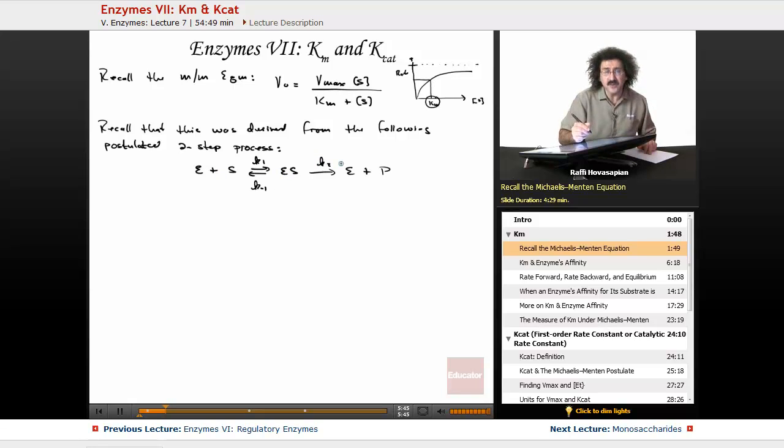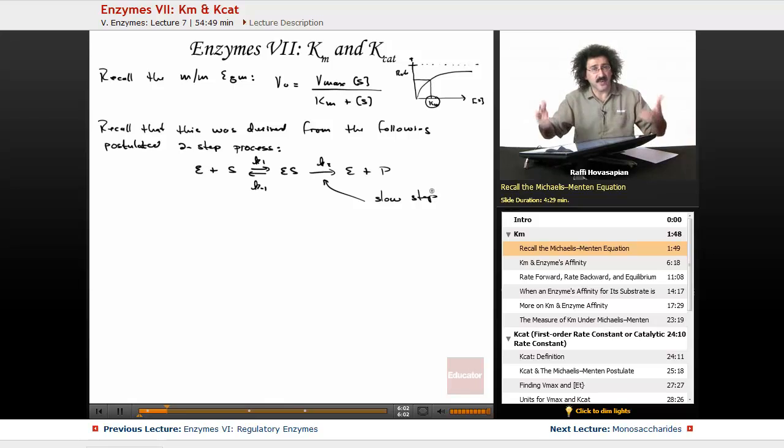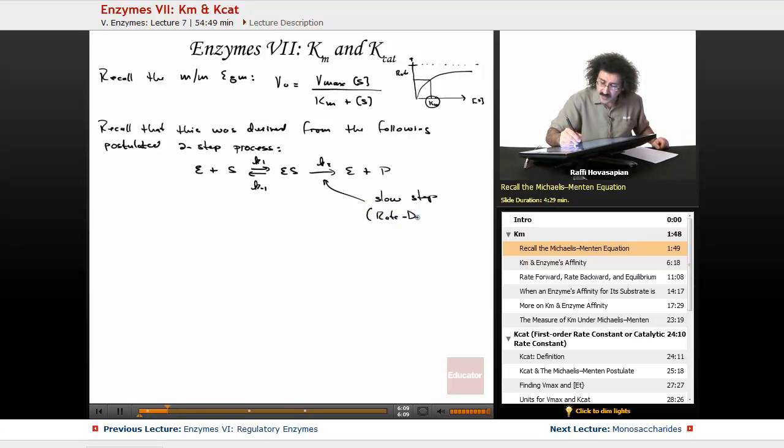And then there is K2, which is the rate constant for the breakdown of the enzyme-substrate complex into enzyme and product. They postulated that this was the slow step. So this was very important. They postulated that this was the slow step, the rate determining step. So when we say slow, we mean rate determining. I'll go ahead and write that down here: the slow step, the rate determining step. Because again, your reaction is only going to go as fast as your slowest.